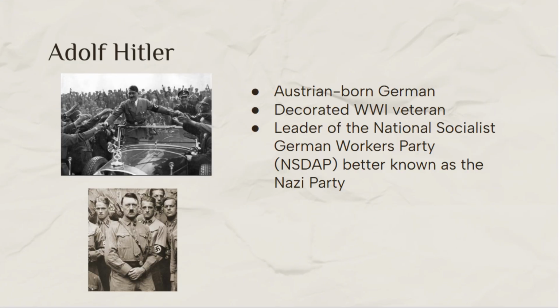And it's during the Weimar Republic that we see the rise of Adolf Hitler. So Hitler is born in Austria, but he lives in Germany. He's a decorated World War I veteran. He fought in some major battles like the Battle of the Somme, and he uses that military service to really appeal to the people and especially to criticize the Treaty of Versailles. And he's going to be the leader of the National Socialist German Workers' Party, better known as the Nazi Party.